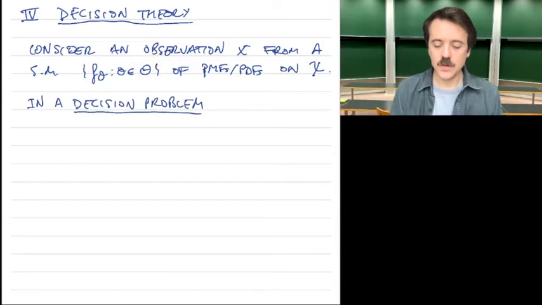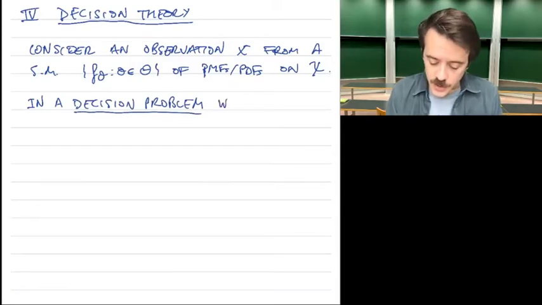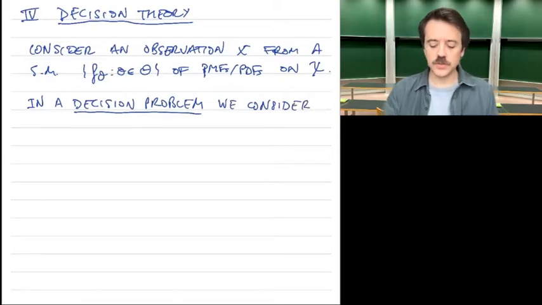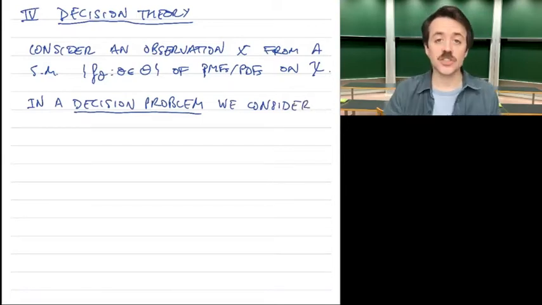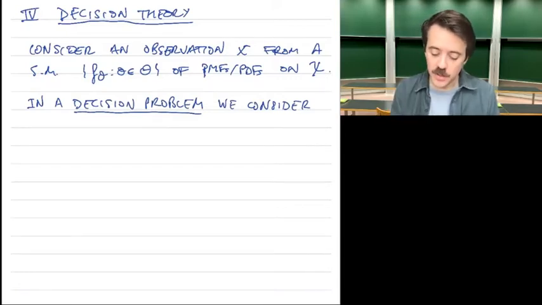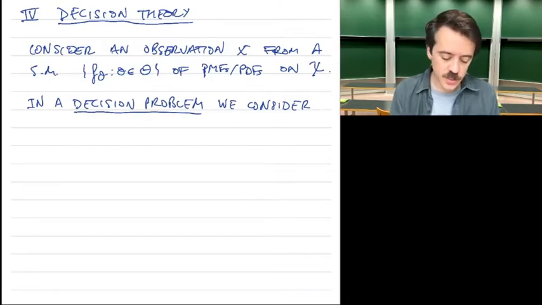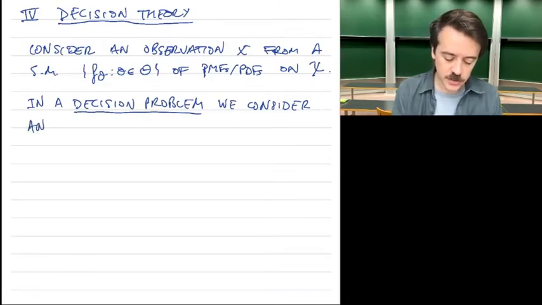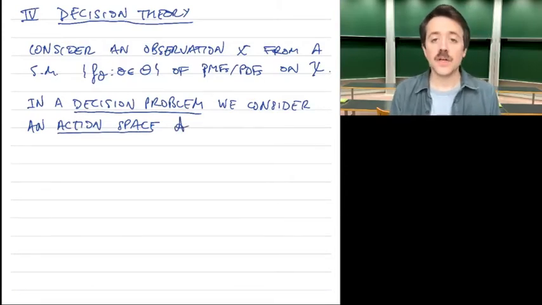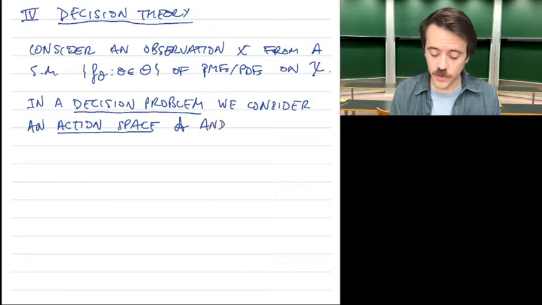we are going to consider, in addition to this sample space, an action space. So this is the space in which the decisions are going to happen. So we consider an action space, and we call this calligraphic A. And we need, as I said before, a decision rule.